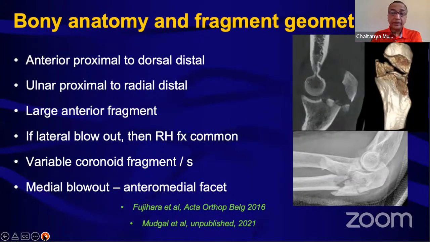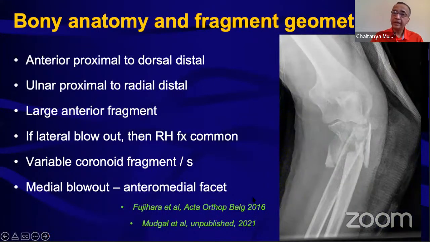Based on my own data, which is as yet unpublished, and the published data from Fujihara, we know that fracture lines predictably will go from anterior proximal to dorsal distal, from ulnar proximal to radial distal, as you can see in these pictures. There will be a large anterior fragment for the reasons that I just outlined to you because of proximal ulnar dorsal angulation and the compression and tension forces. If there is a lateral blowout of the supinator crest, it goes without saying almost always that there will be a comminuted radial head fracture. The coronoid fragments can be variable depending on the degree of shearing. If there is a medial blowout, it almost inevitably involves the anteromedial facet.